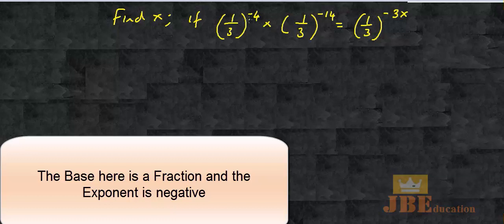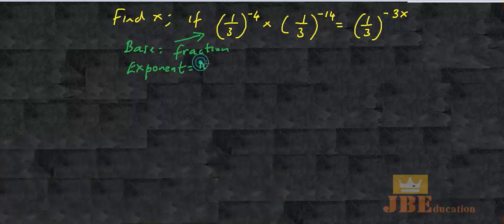1 over 3 raised to the power negative 4 is multiplied with 1 over 3 raised to the power negative 14, which is then equated to 1 over 3 raised to the power negative 3x. Now, if you were to look into the question, you can spot that the base is a fraction, and the exponent that you see there is a negative number. Okay, so this is an observation that you have to capture when the question is given.